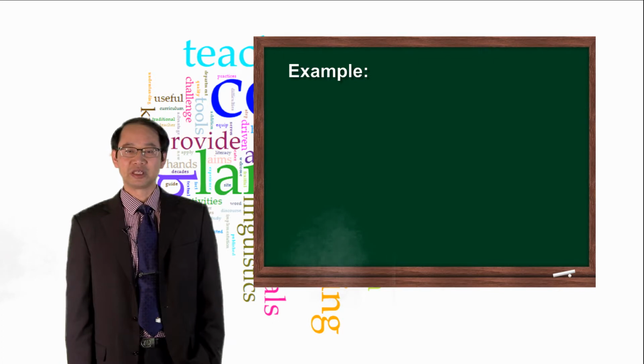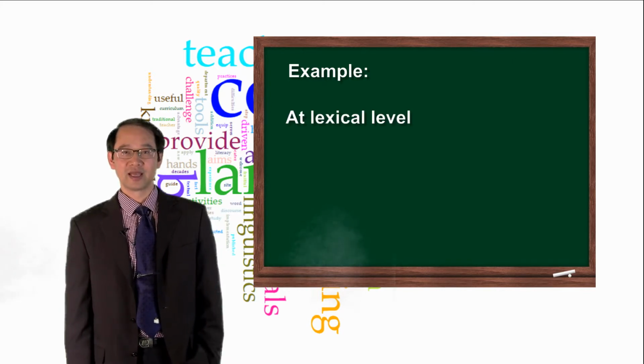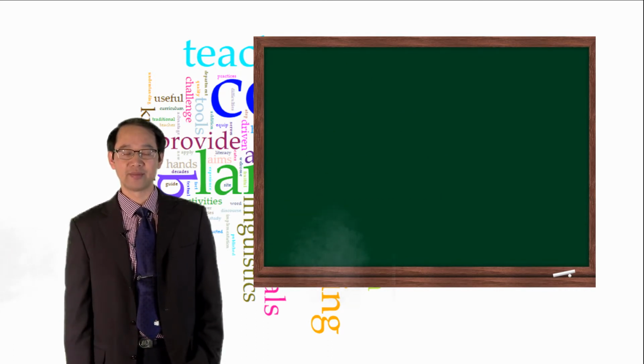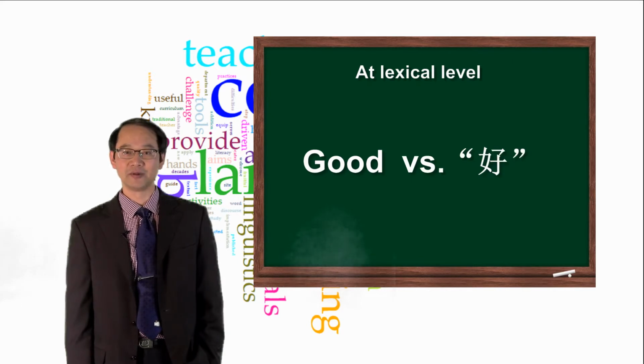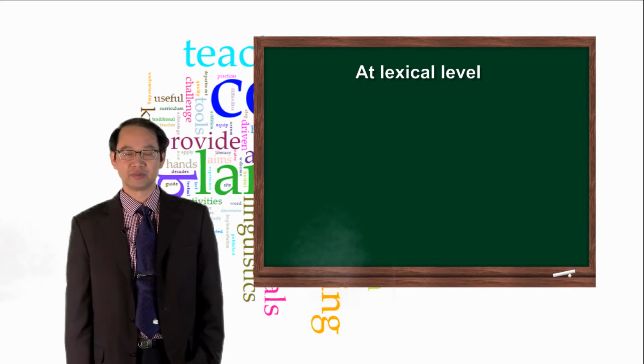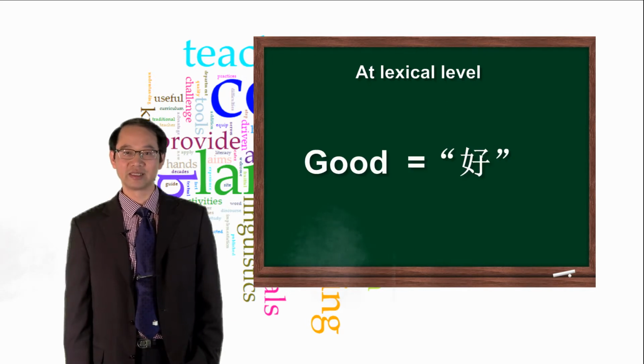So now I'm going to give you some examples of how to use parallel corpus for language studies. We can do this at lexical level, at syntactical level, and at discourse level. For example, at lexical level, I want to give you an example about the word good versus hao. We all know that good means hao, right? So people regard this as translation equivalent. They think good equals hao.